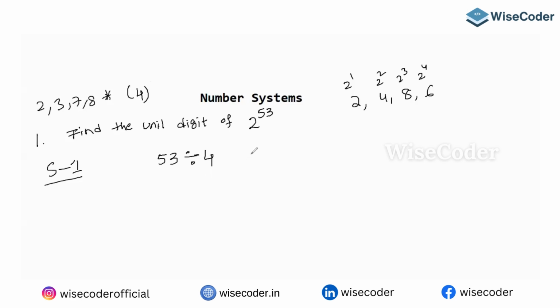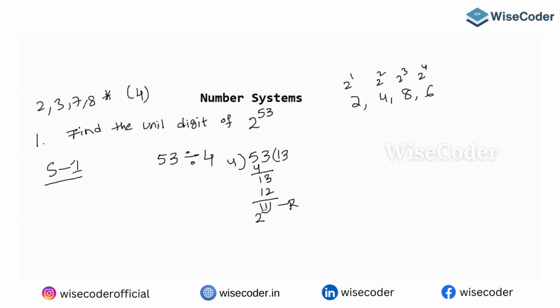So in school days we used to do it like this, since it's the first question. 4 ones are 4, I am left with 1 and 3. 4 threes are 12. Whenever you are doing it like this, your concentration must be on the remainder. What is the remainder? 1. So whenever you come across a remainder, put 2 here.